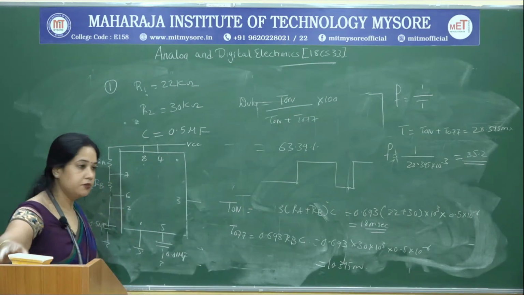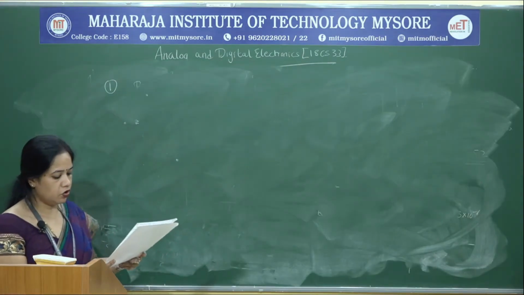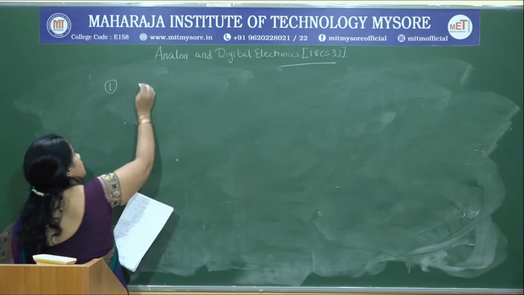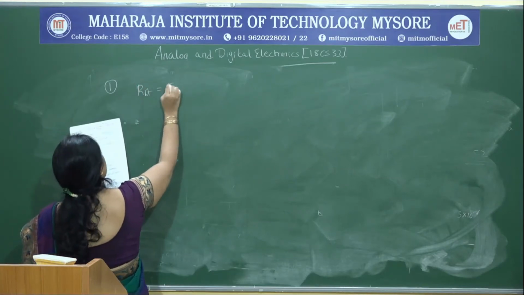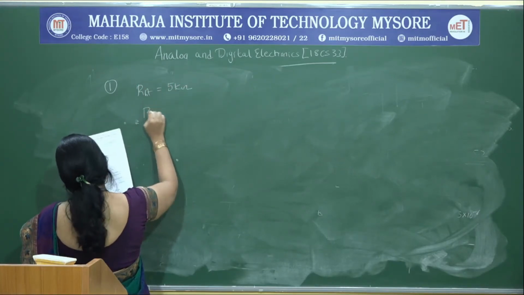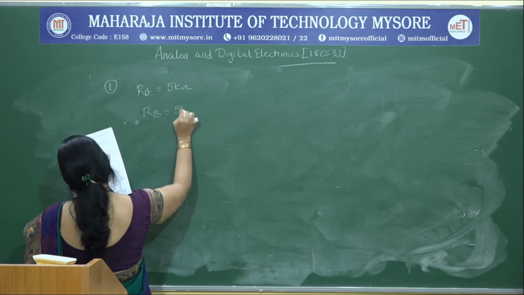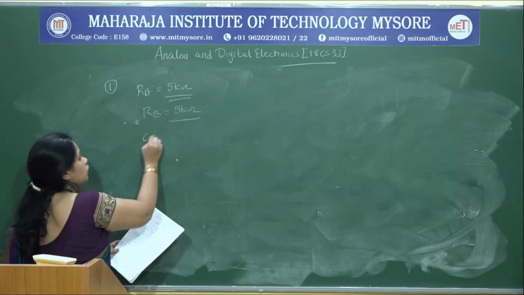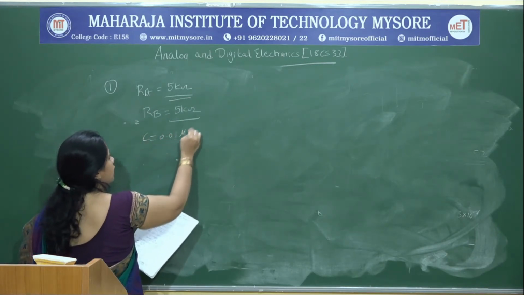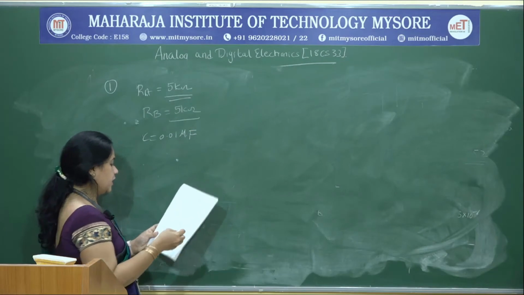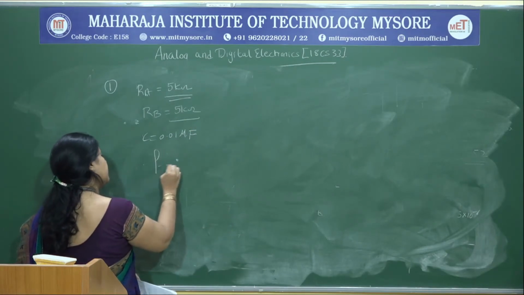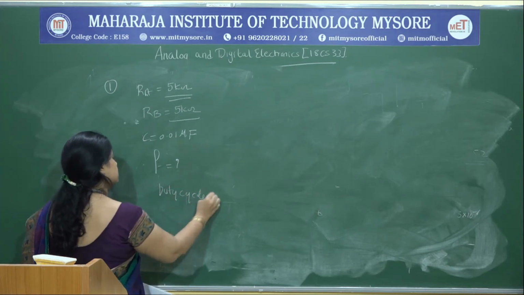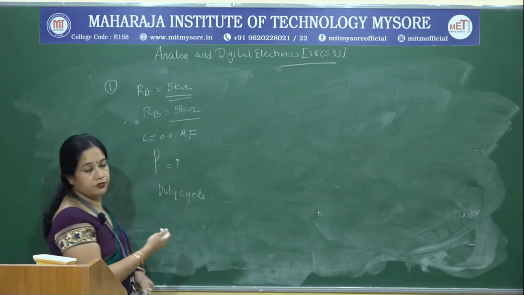So, we will take up one more problem. A 555 timer is configured to operate as an astable multivibrator with resistance RA equals 5 kilo ohm, RB also 5 kilo ohm. Determine the duty cycle, and you are also given the capacitance value, which is 0.01 microfarad. You are asked to find the frequency and duty cycle. So, you are asked to determine the frequency.